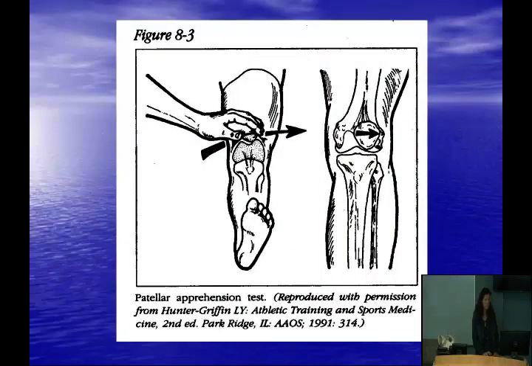So this is a nice depiction of the apprehension test. This is the lateral side of the knee. Here's the medial. You can see the fibula here. You're going to push the patella laterally, so into the area of dislocation. First of all, they're going to be very worried that you're going to dislocate it, so they'll usually pop up or they'll grab your hand.